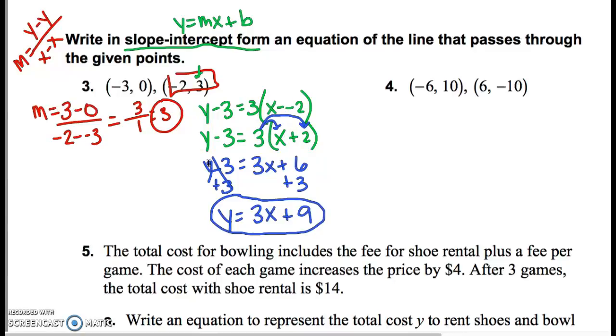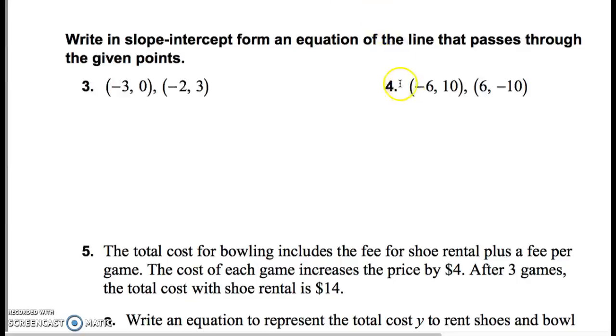Okay, so let's look at number 4, and then that should be good to set you up for the assignment. Again, I don't have a slope, so the very first thing I need to do is figure that out. So m equals, I need to subtract my y's. My y's are 10 and -10. So let's say we do this 10 first. So it'll be 10 minus a -10 over, since I did this 10 first, I have to do the -6 first. So this becomes -6 minus just 6.